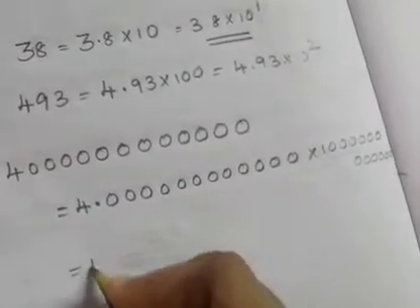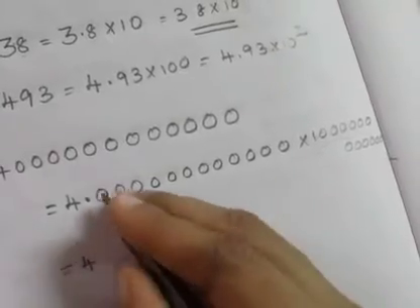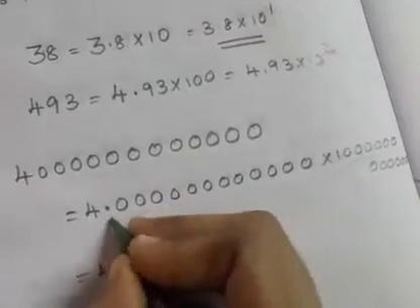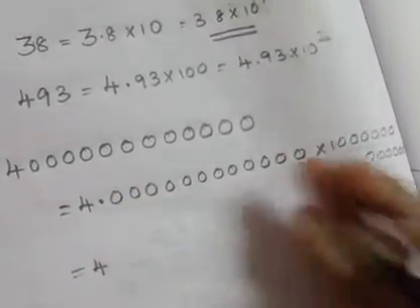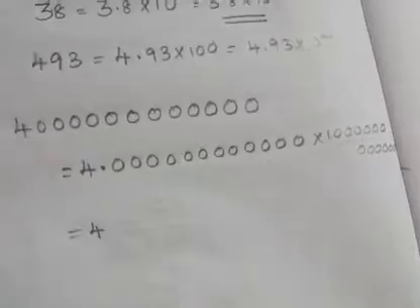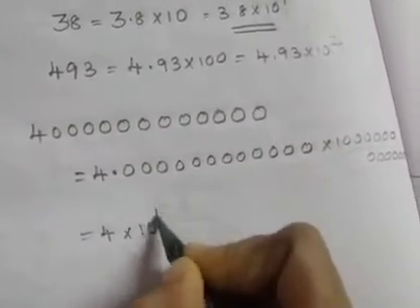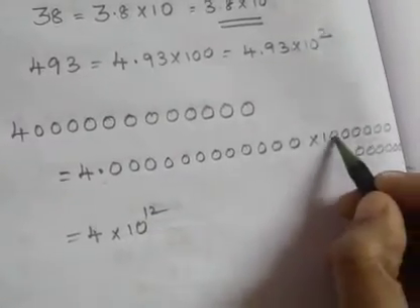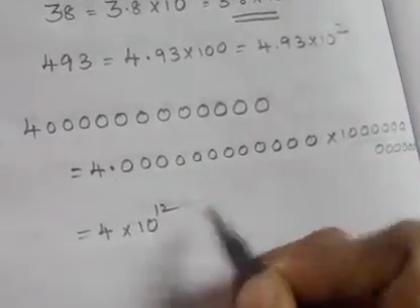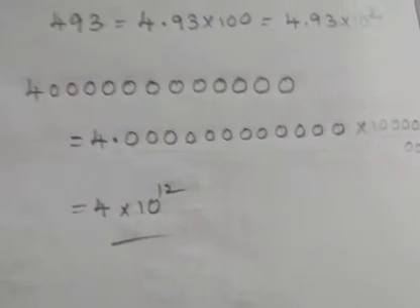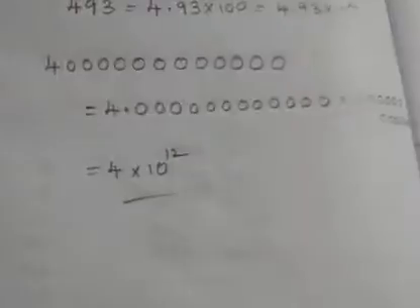So how will we write it? 4.0000 means nothing but 4 only, no? Yes, because after the decimal point, all the zeros coming are meaningless. So what should you write? 4 only, into 10 power 12, because there are 12 zeros. So this is how you should write it. This is very easy, but don't get confused with these things. Okay, next I'll give you one more example.